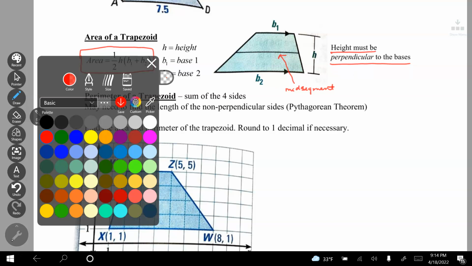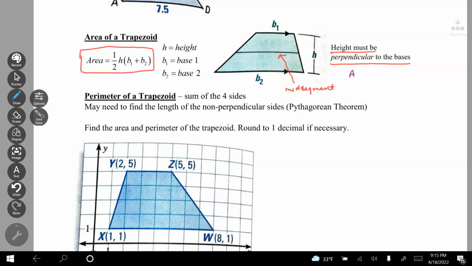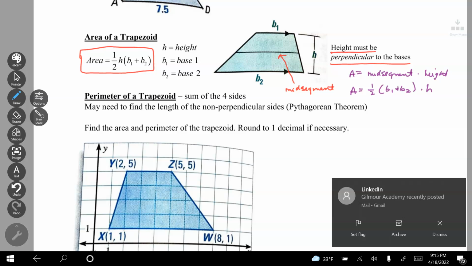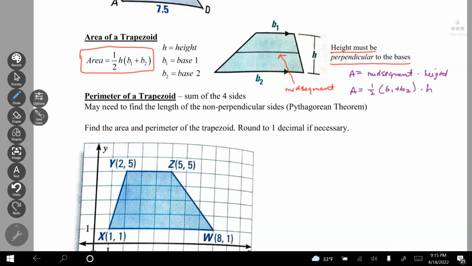So, pick a different color. Area is really just the mid-segment times the height. Our area is 1/2 times B1 plus B2, because that was what the mid-segment is equal to, just the average of the two bases, or half the sum of the two bases, times the height h. So I'm really going to just use this formula here, and when I want to do the perimeter, I just add up all four sides.